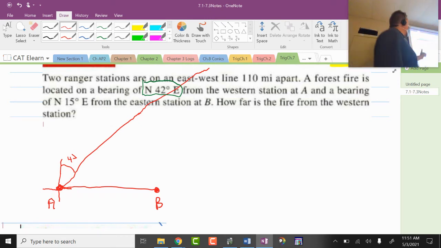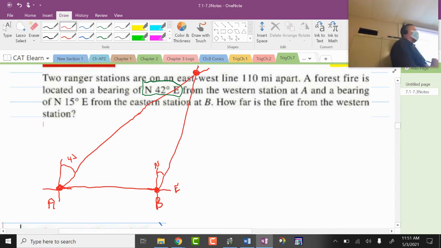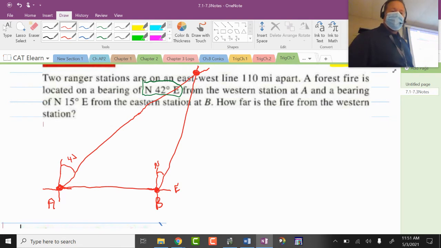And then a bearing of north. This is why I knew I had to do what I had to do. North 15 east from station B. When I draw this crosshair, north 15 east is still in this direction, but it's small. And that's why I had to draw this, because where the fire is the crosshair of these two sites. And unfortunately, this was north 15 east as well. I wish it was north like 15 west, then it would go in this direction, and then it'd be a smaller triangle, I guess is what to say about this.